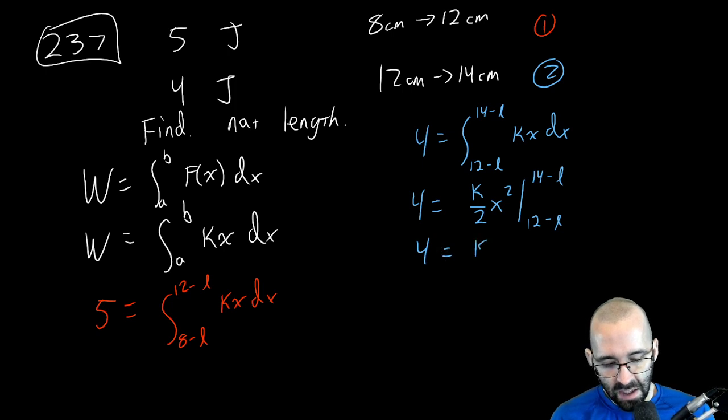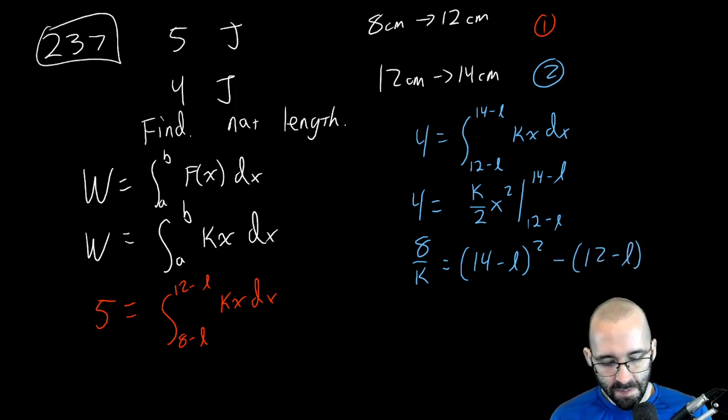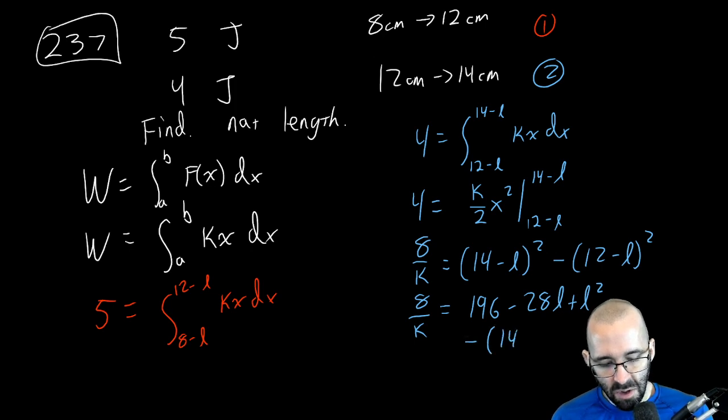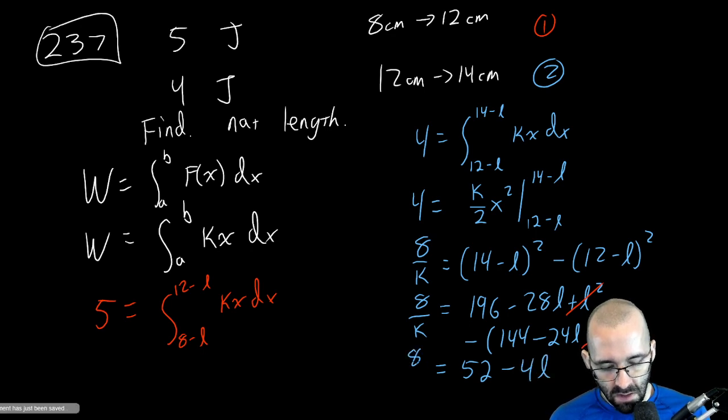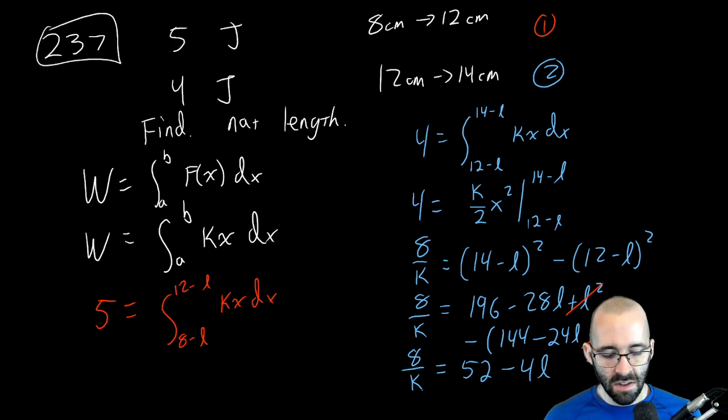So if we simplify this, let's multiply both sides by 2 over K, just to make things a little cleaner. That means we get 8 over K equals x squared, 14 minus L squared, minus the other one, 12 minus L squared. And when we simplify this all out, hopefully we get something useful. 14 squared is 196 minus 28L plus L squared. And then we're subtracting 144 minus 24L plus L squared. So we have a plus L squared, we have a minus L squared, we have 196 minus 144, that's 52. And we have negative 28L plus 24L is minus 4L. Great. We have an equation with two unknowns. That's okay.